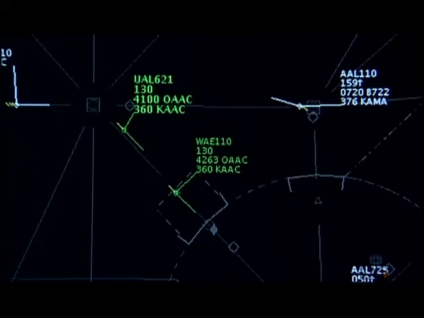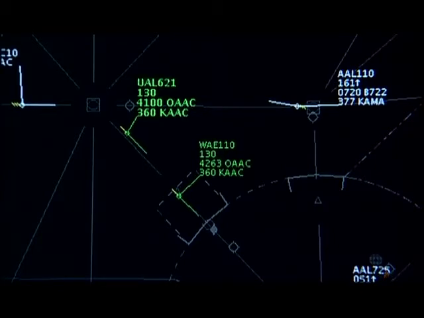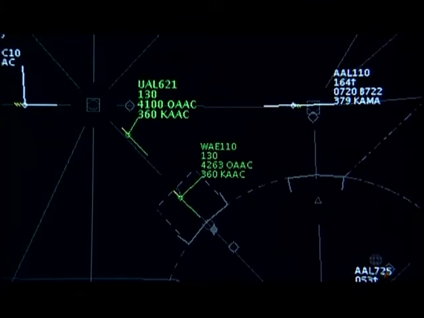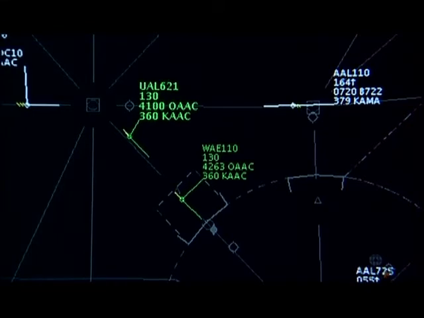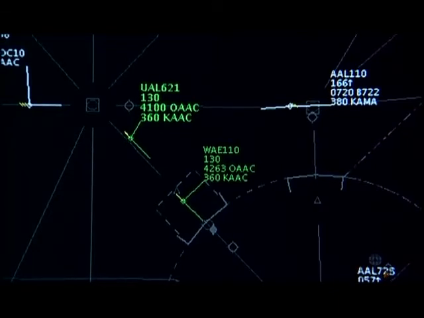Western Express 110, maintain 300 knots or greater, contact Academy approach 120.2. 300 knots over to approach, Western Express 110. United 621, maintain 280 knots or less, contact Academy approach 120.2. We'll be at 280 or less, 120.2 United 621.